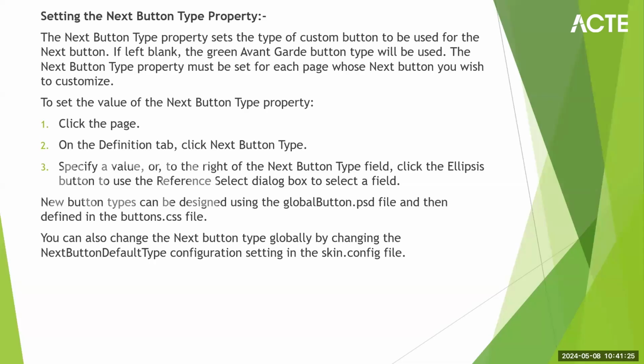So when you are creating or mapping, this will be defaulted like the global button.pst file and button.css file. You can also change the next button type globally by changing the next button default type configuration settings in the skins.config file. Globally means in all the screens.